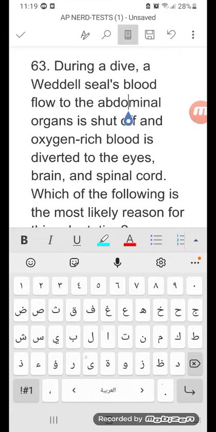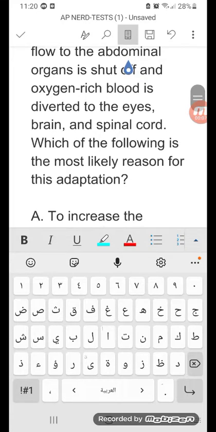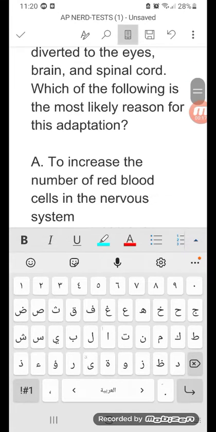In a dive, Weddell seal blood flow to the abdominal organs is shut, and oxygen-rich blood is diverted to the eyes, brain, and spinal cord. Which of the following is the most likely reason for this adaptation?